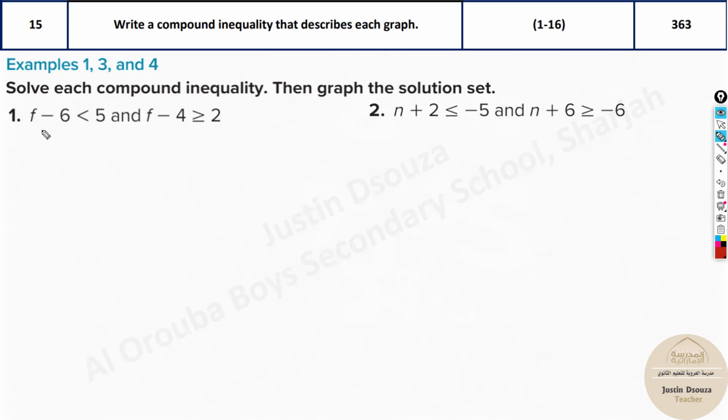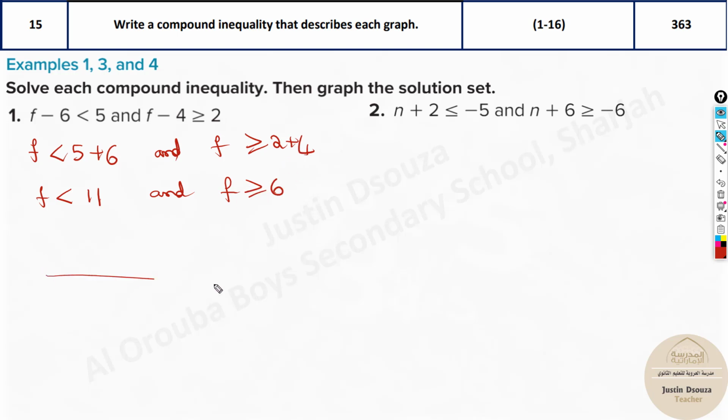Here, let me solve this. We have f less than, let me take this -6 to the other side, it'll be 5 plus 6. And when we solve it, f is less than 11. Okay, fine. And we have f greater than or equal to 2 plus 4. Or we have f is greater than or equal to 6. Isn't it? 2 plus 4 is 6.